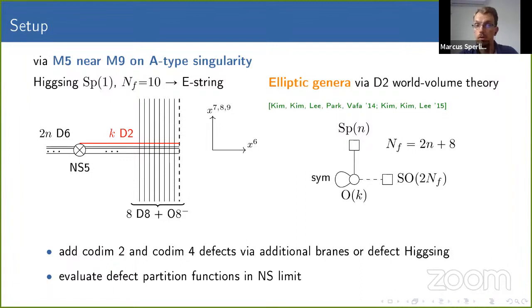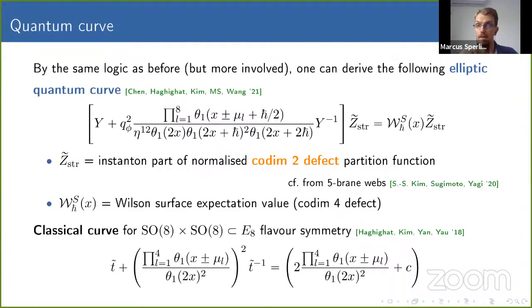And the elliptic genera for this theory have already been worked out, in the absence of any defects, by various people. And you already see one of the difficulties, because now the elliptic genera have to be computed for theories which have an orthogonal gauge group, which is not a connected gauge group. So there are a lot more technical issues that you have to take into account. But following the same logic as before, now everything a bit more involved, you can derive a quantum curve, which follows the same pattern as before.